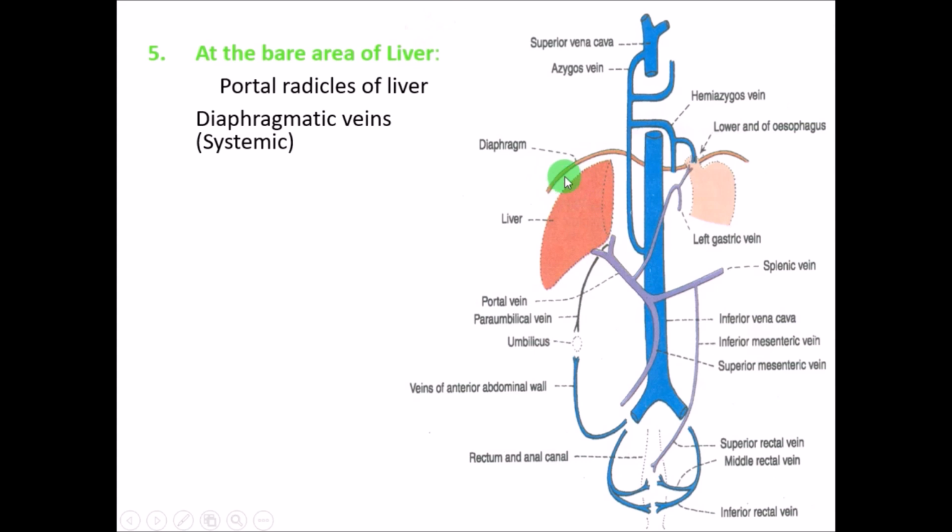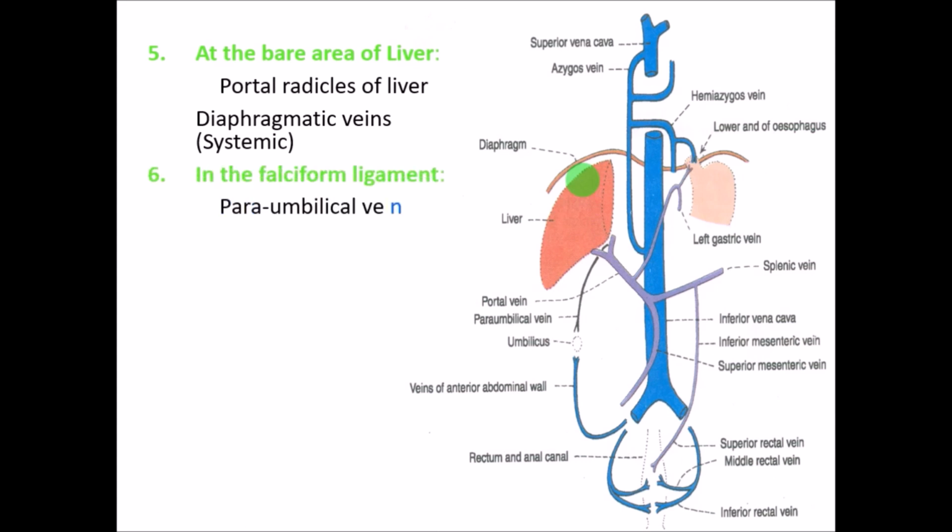See here, just above the liver will be the diaphragm, and from there some of the veins will be draining the liver, especially the superficial part. So those veins will be systemic veins. So here also there will be communication between the portal vein and the systemic vein.